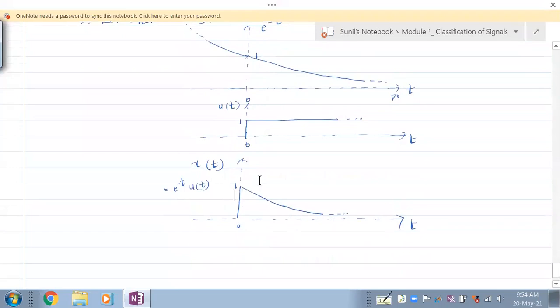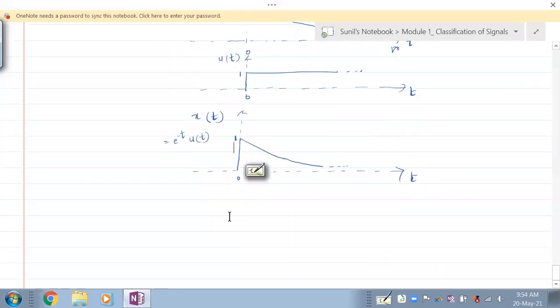So this is 1. Fine. For sketching the even and odd parts, we need to have half of this. So let's have half of this. I need half x of t now. Half x of t is this. So this is 0.5, this is half x of t, and the 1 would now become 0.5.